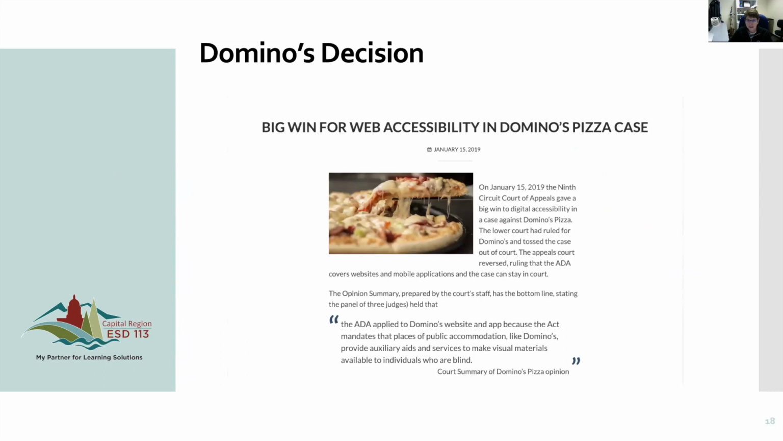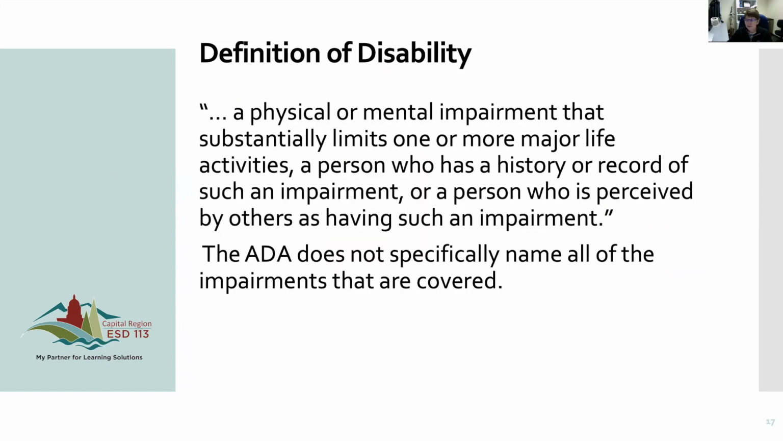I'm going to go back one slide here. The definition of disability is fairly important. It's a physical or mental impairment that substantially limits one or more major life activities, or a person has a history or record of such an impairment, or a person is perceived by others as having such an impairment. The ADA doesn't name every kind of impairment. They're just saying if the impairment limits what you can do, limits your major life activities, then that's a disability and it needs accommodation.